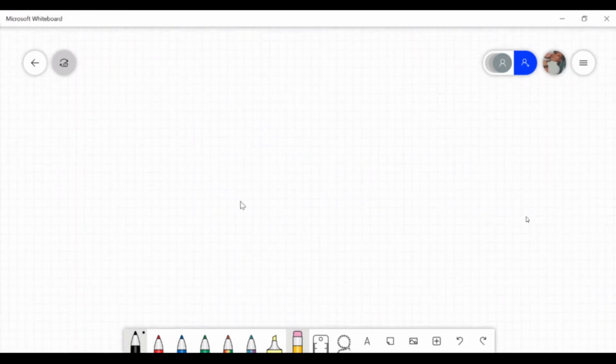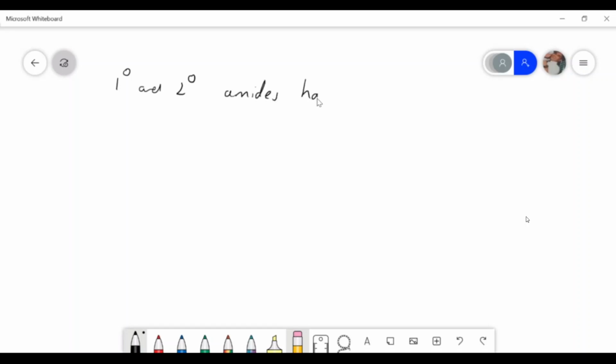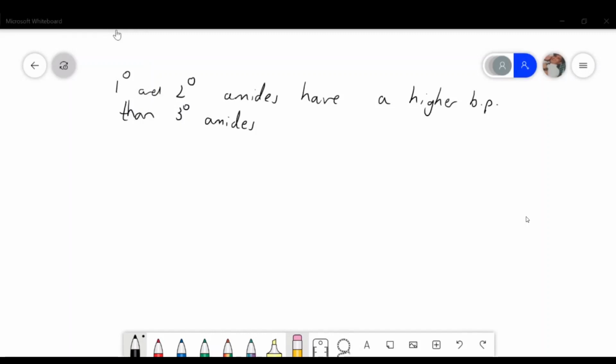Going back to using prior knowledge and thinking about structures, let me ask you this. Why do primary and secondary amides have a higher boiling point than tertiary amides? This question tests multiple concepts at once. So think about it. Why do first and second degree amides have a higher boiling point than third degree amides?